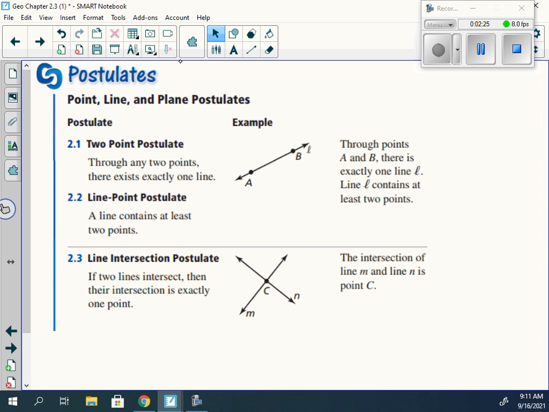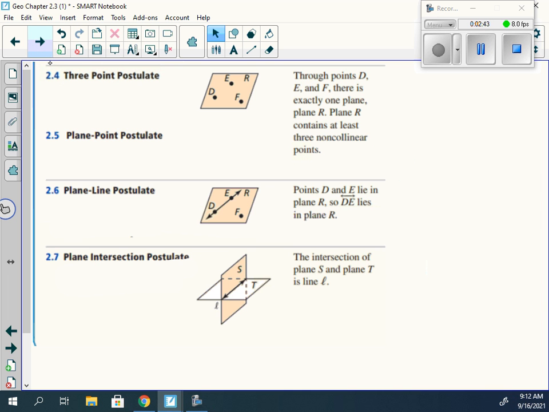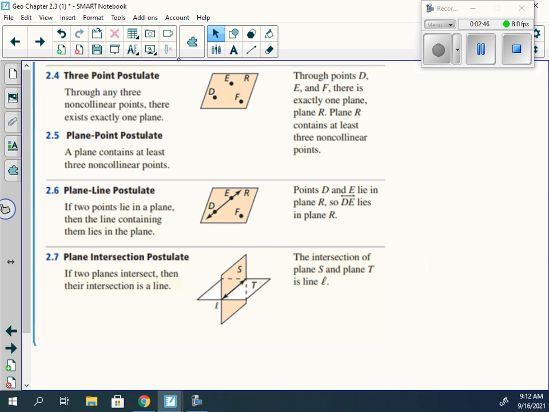Now, 2.3, line intersect postulate, states if 2 lines intersect, then their intersection is exactly 1 point. Because when 2 lines do cross, they are going to cross at exactly 1 point. So the intersection of line M and line N is point C. And these are the next 3. 3-point postulate. Through any 3 non-collinear points, there exists exactly one plane. So if I have 3 points, I can make a plane from those 3 points. Now the plane point postulate, just kind of like the line point postulate, states if I have a plane, then there exists at least 3 points that are contained within the plane.